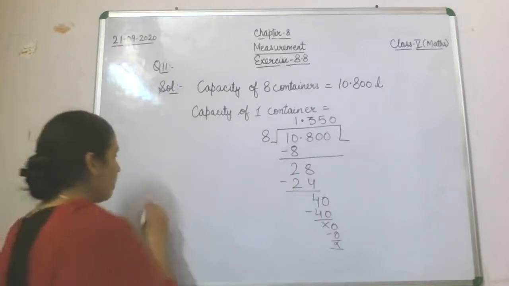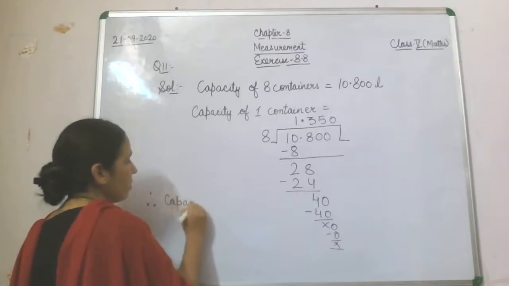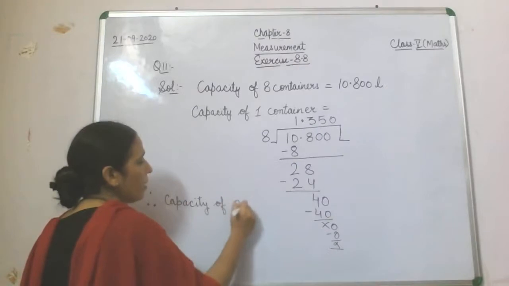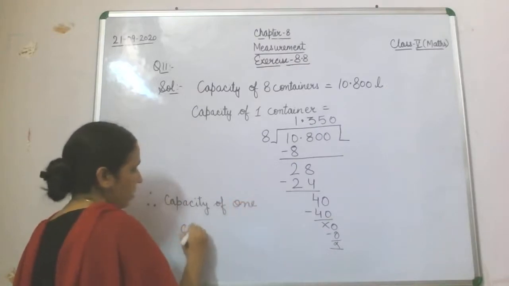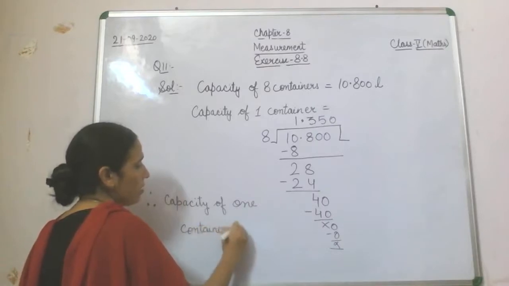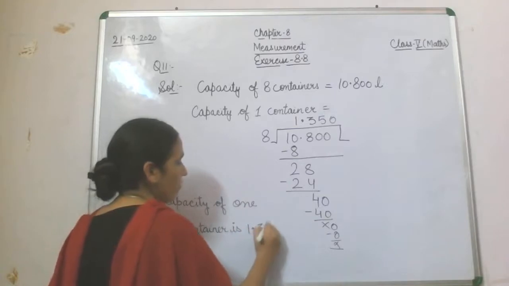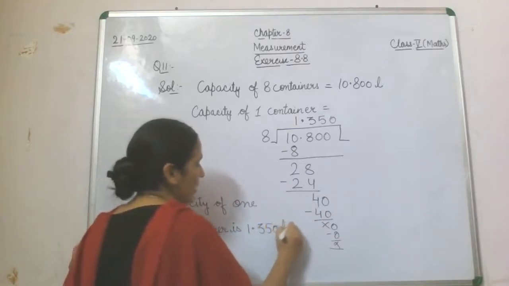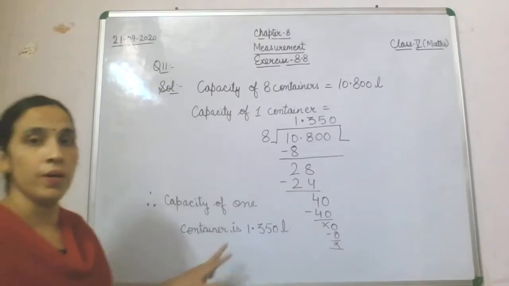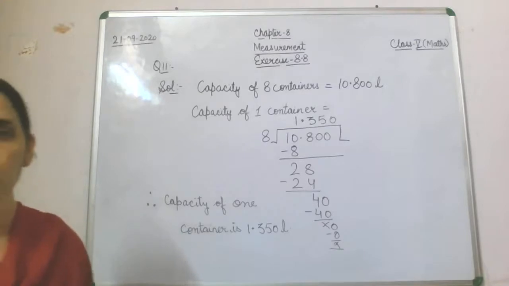Now this will become 1.350, therefore capacity of one container is 1.350 liters. So this will become the capacity of one container, which is what was asked in the question.